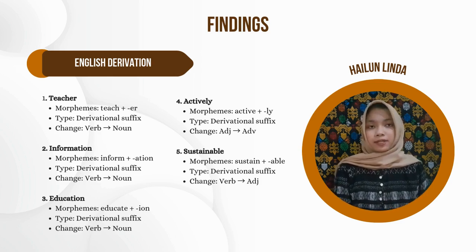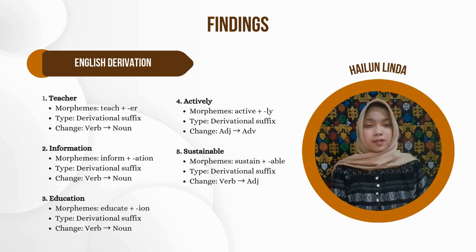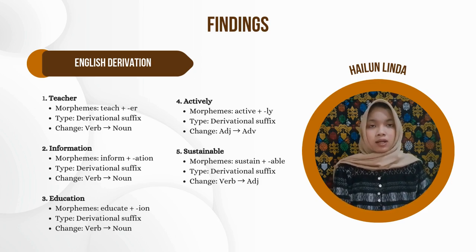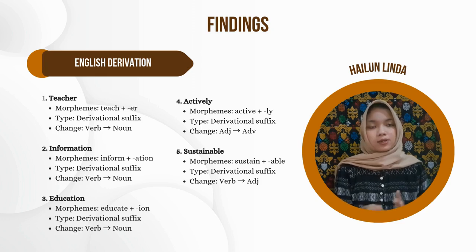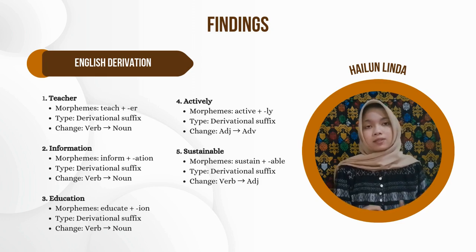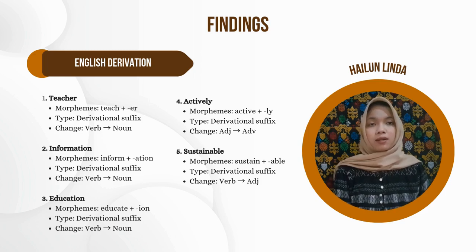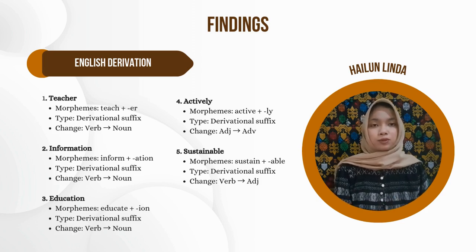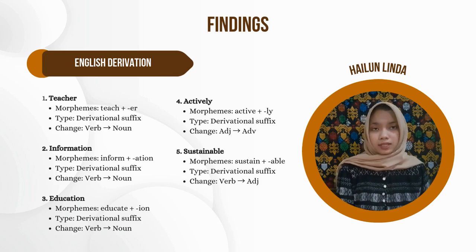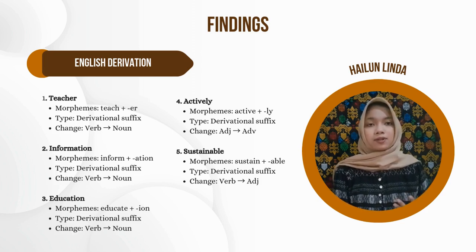Okay, the next is findings. From the textbook and the interview, we already collected the data for our analysis. The first is English derivations from the SMA textbook. For the first 5 words, we identified the words teacher, information, education, actively, and sustainable. We already broke each word into its morphemes, and all of them use derivational suffixes. They show clear word class changes. For example, teach to teacher, inform to information, and active to actively. These words demonstrate how English commonly builds new vocabulary through suffixation.